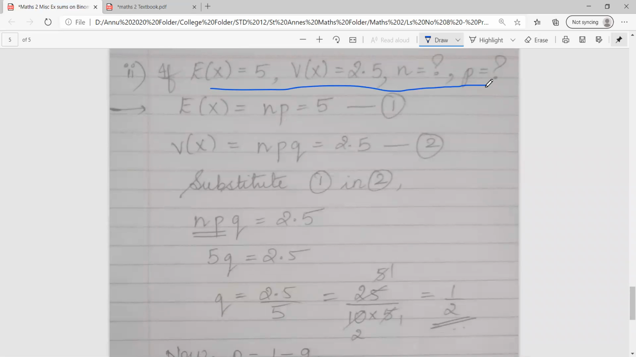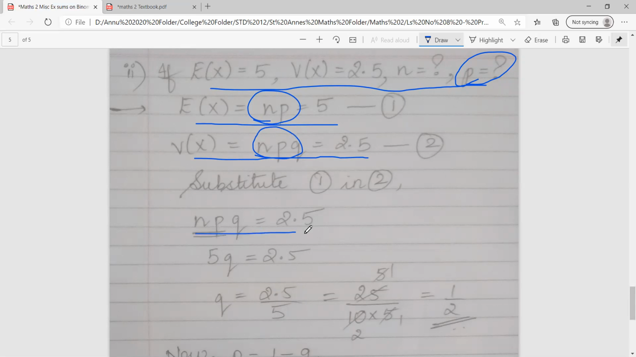Now we don't have both the alphabets. So if we don't have p, it will be very difficult to find out q. So let's see how to start. E of X is also known as np, which is equal to 5, point number 1. V of X is also called npq, which is 2.5, point number 2. Now we'll substitute the value of np from 1 in 2. So npq is equal to 2.5. This was given to us.